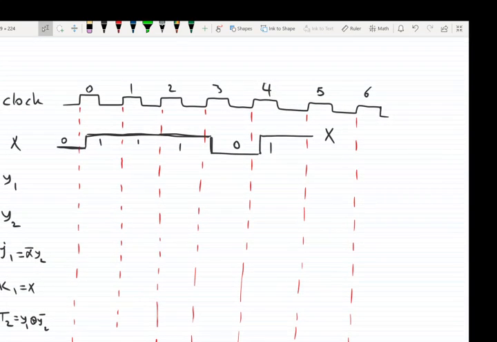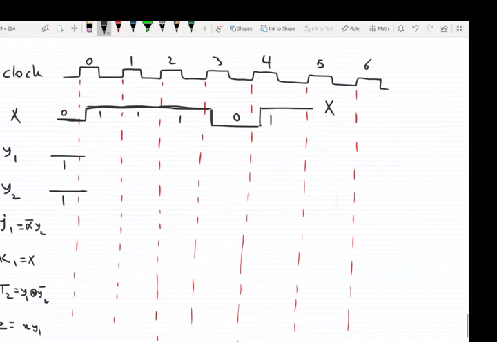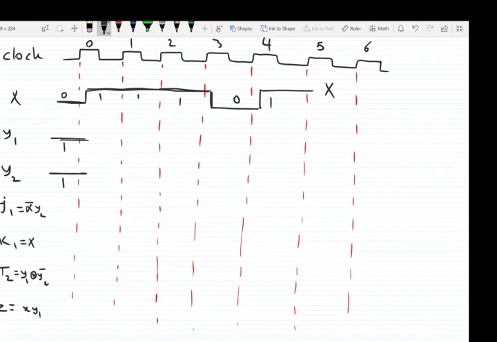Initial state starts from 1, so y1 is equal to 1, and y2 also is equal to 1. Now that we have these two initial states, we need to find J1, K1, T2 and Z. J1 is X bar Y2. X bar is 1 and Y2 is 1. So J will be 1.